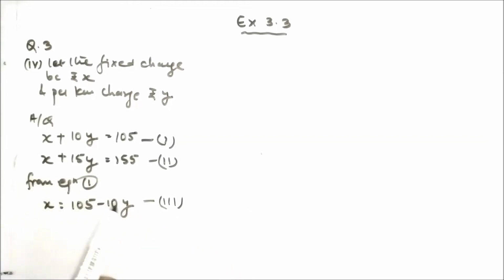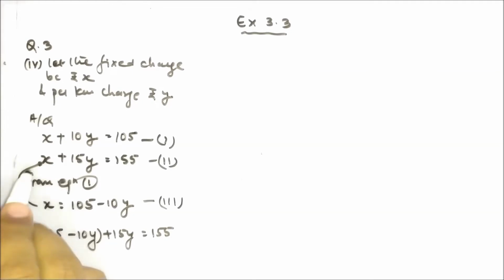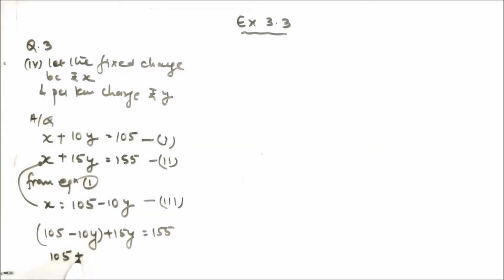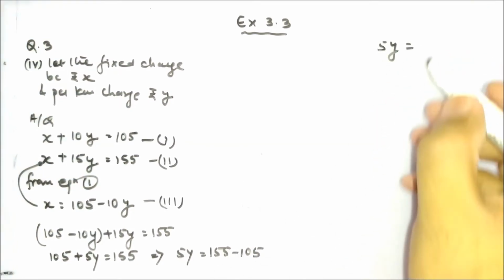Now as we got this value of x from equation number 1, we will put this value in equation number 2. So if you put the values, you will get 105 minus 10y plus 15y is equal to 155. We just replace the value of x. Now this will be 105 minus 10y plus 15y, that will be plus 5y is equal to 155. Now from here 105 will shift this side, so the equation will become 5y is equal to 155 minus 105, that will be 50.